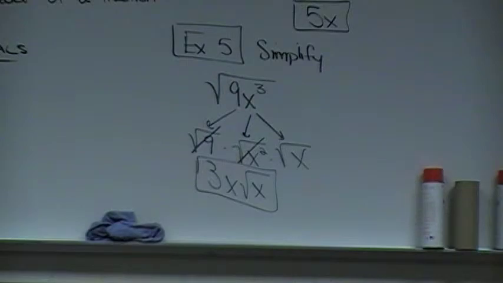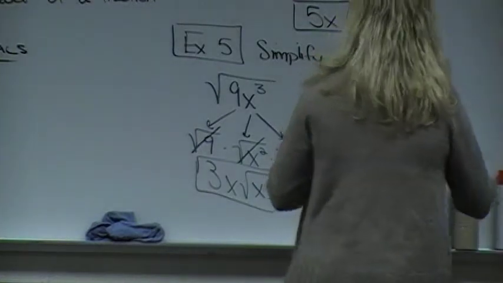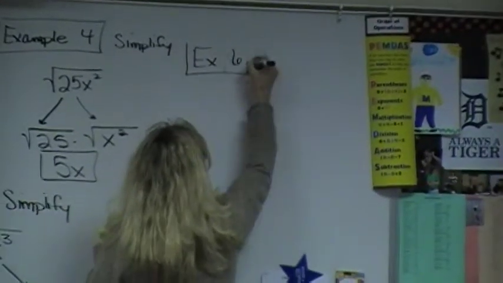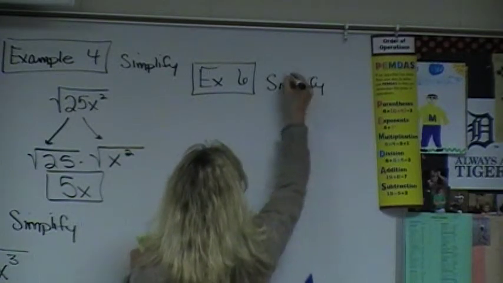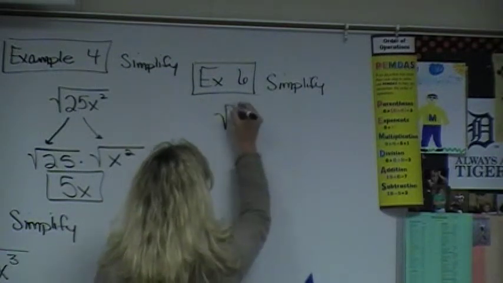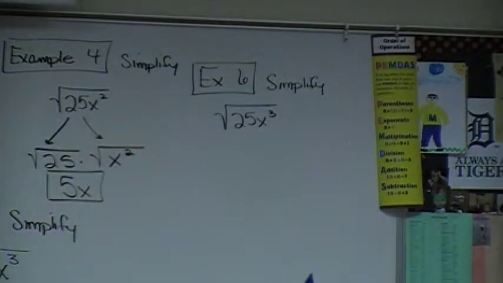You want to try one of those yourself? See if you can do one of those yourself. All right, I'll give you one very similar. Very, very similar. So I'm going to have you guys try this one. Okay, and if you guys get this one right, we'll go on to the next section. We got another one we have to do after this. All right, the square root of 25x cubed. All right, do that one yourself. You still got to do the quotient property of radicals, and we'll be done.